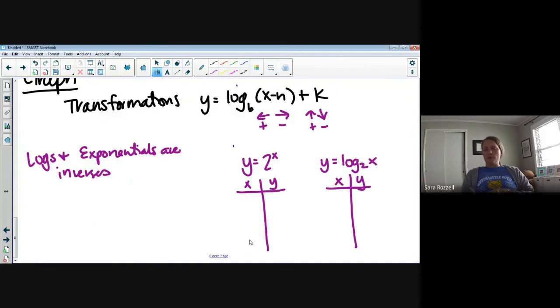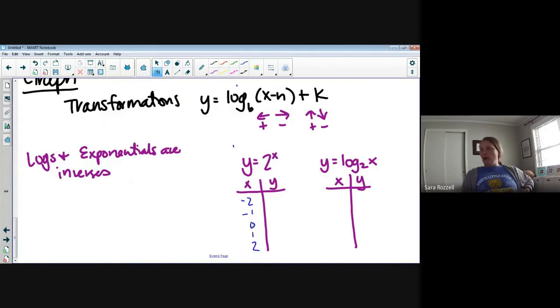So we're going to pick numbers for x that we're used to using when we graph. We're going to plug in -2, -1, 0, 1, and 2, and then find out the y values. And then we just flip-flop them, x and y. And I'll show you why these two are inverses in a second, just to make sure you understand that part of it.